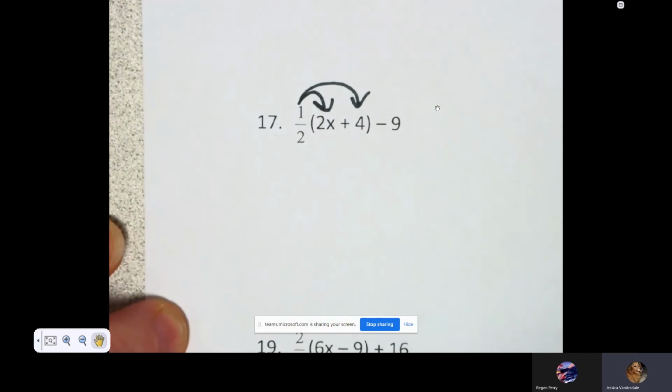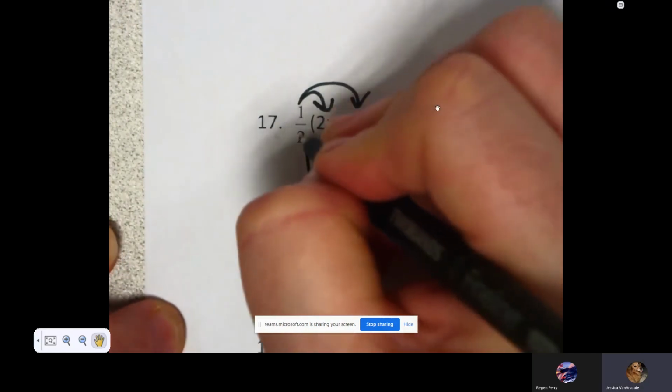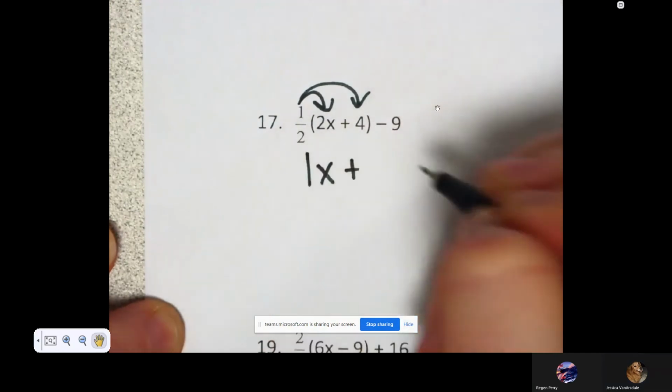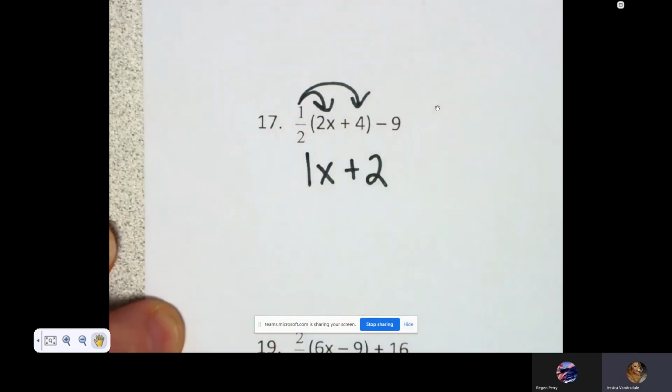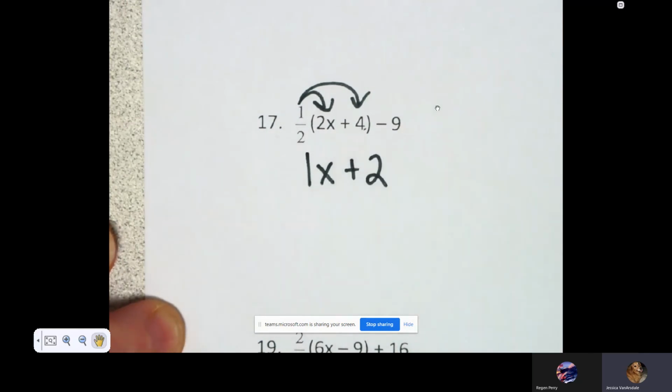And then what do we get? 1/2 times 1, 2. So 1x. Then we multiply 1/2 times 4. What do you get? Just 2. There's no x. Okay, so we've distributed the numbers out.